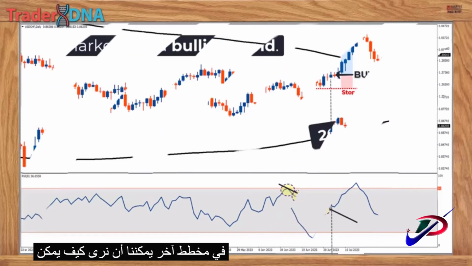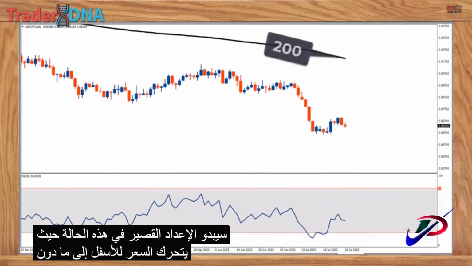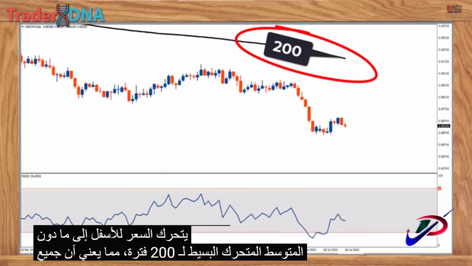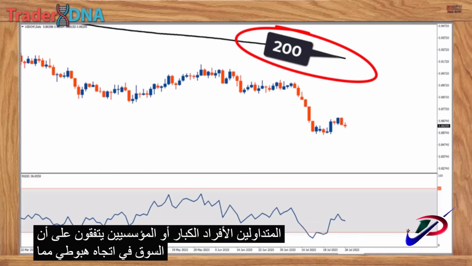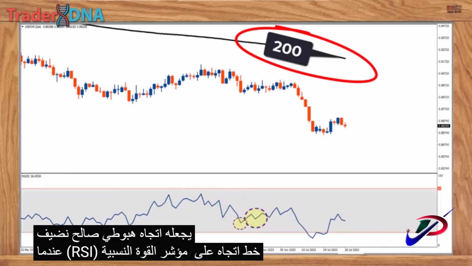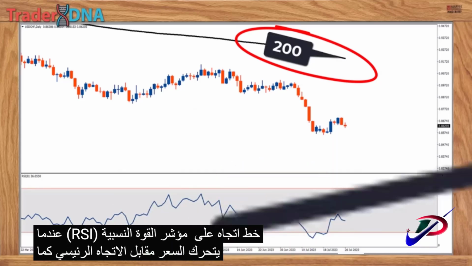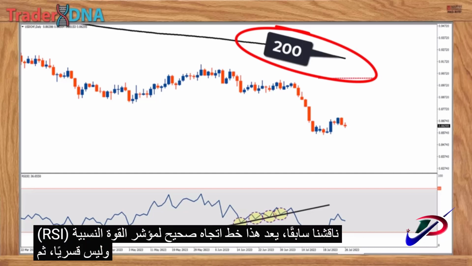In another chart, we can see how a short setup would look like. In this case, we have the price moving down below the 200-period SMA, which means that all traders, retail, big, or institutional, agree that the market is in a bearish trend, making it a valid bearish trend. We add a trend line on the RSI indicator when the price is moving against the main trend. As we discussed earlier, this is a valid RSI trend line and not forced.